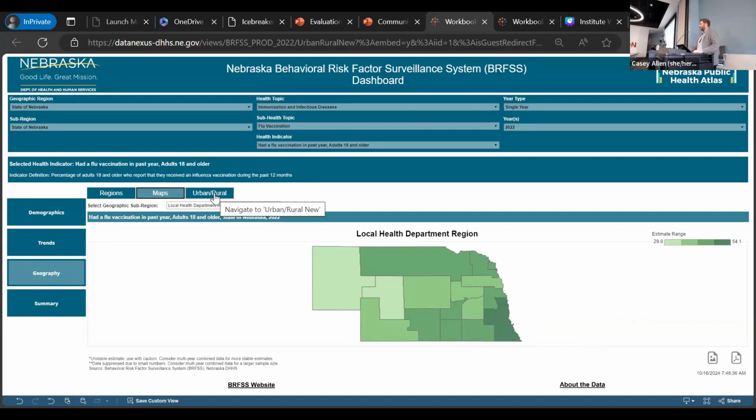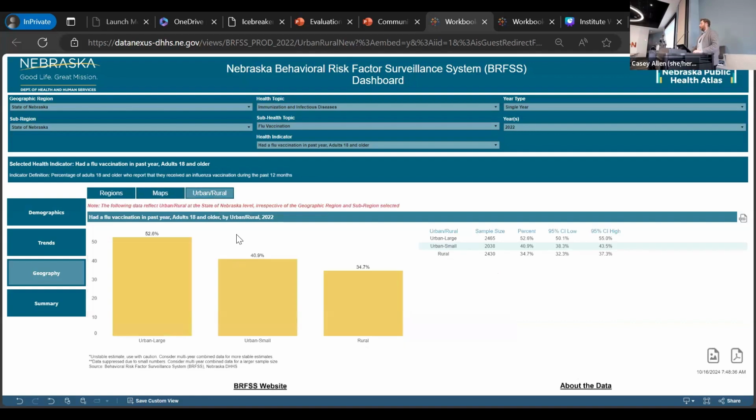You can also look at the urban and rural divide, where we have all of those different districts aggregated into different categories. And those disparities that we've seen before are just as pronounced here as they were before. Those in urban counties are getting vaccinated in the highest proportions, and those in rural health districts are getting vaccinated in lower proportions.